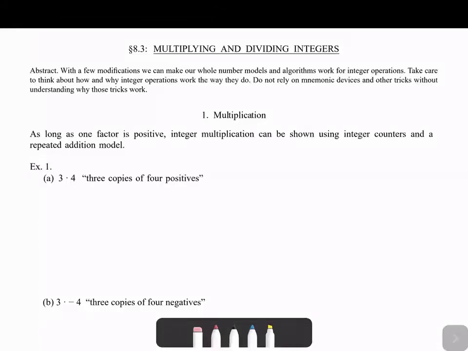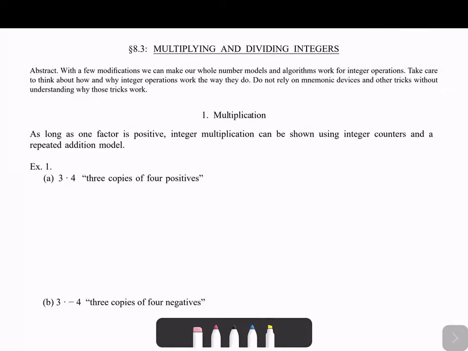Hi everyone, this is the first video for section 8.3 on multiplying and dividing integers. Like before, we can use the same models and algorithms that we did for whole numbers, because the integers are just the set of whole numbers and their opposites. As long as one factor is positive, we can just use the exact same things that we've done before.